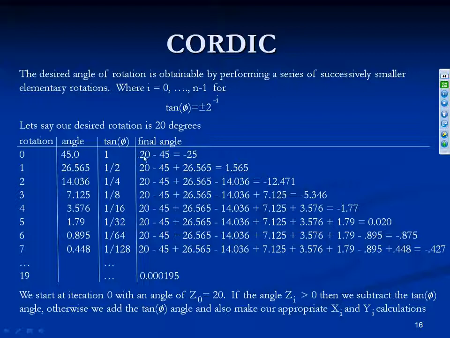Okay, so we start at 20. Okay, so 20 is greater than 0. So we're going to subtract our 45 angle because it's greater than 0, and that gives us a minus 25. So in our next iteration, the value is minus 25, so we're going to add the corresponding next angle. So we add the 26. And we go through this process of adding and subtracting till we get down to a value close to 0. Now if I were to go 19 iterations, I would get this kind of accuracy. It would be very close to 0 with just 20 iterations. Okay?